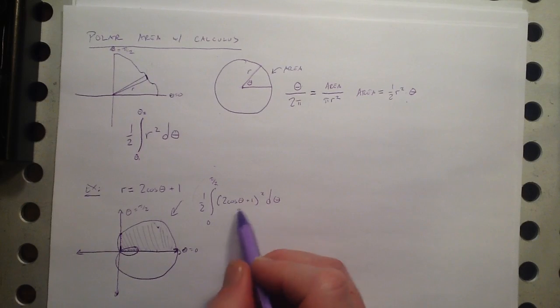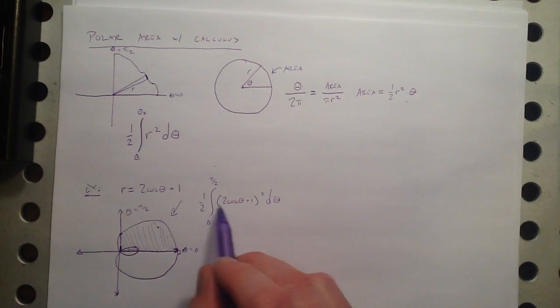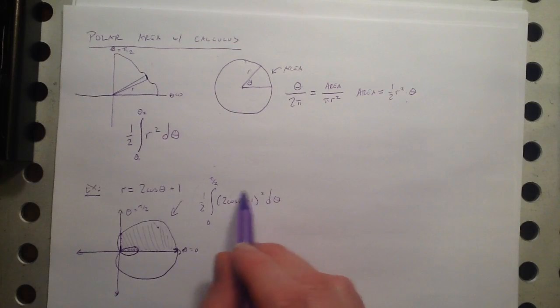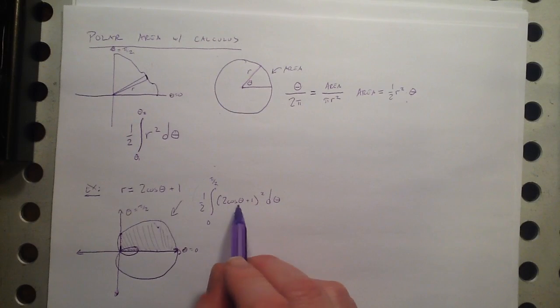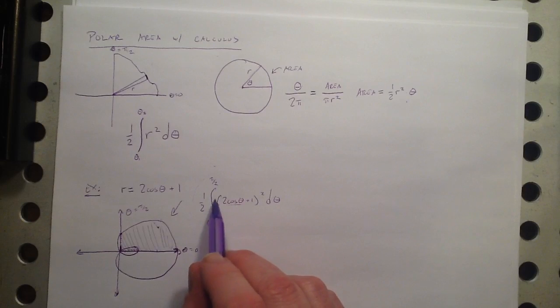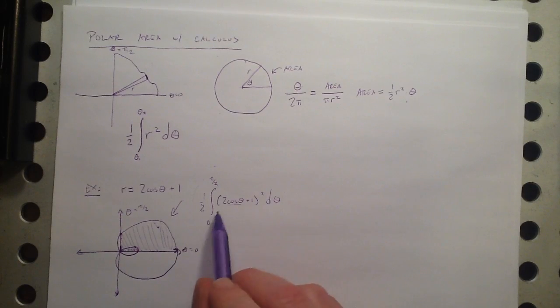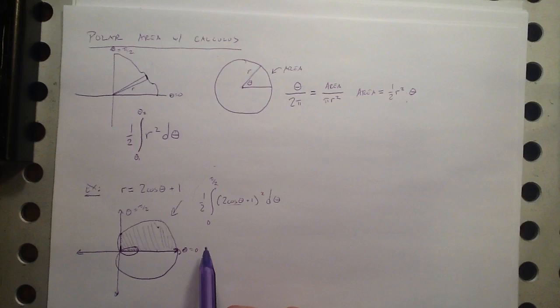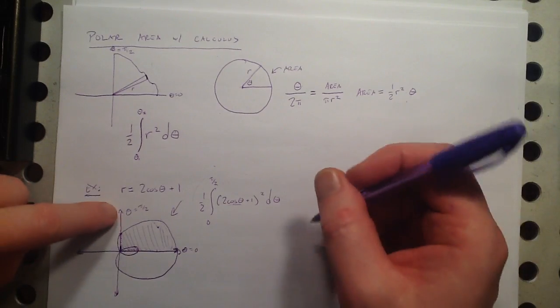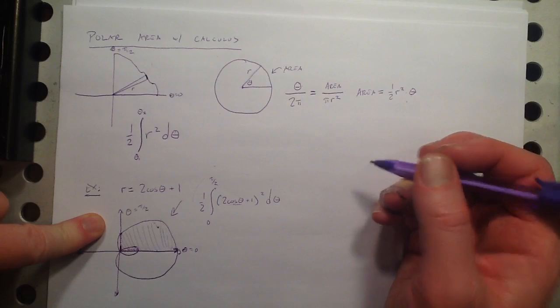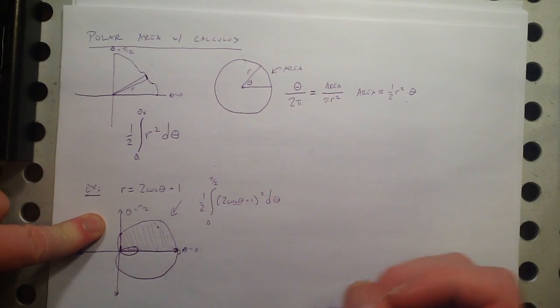You could try if you want to, but if you see what's going to happen here, when we FOIL this thing out, which we would have to do, a U substitution isn't going to work because I don't have the derivative of what's inside hanging around. When I FOIL this out, I'm going to get a cosine squared in there. So I'd have to use some kind of trig substitution to get the cosine squared out of there, and that is the trick. So I'm not going to do that. All right, that's finding the area of that shaded region.